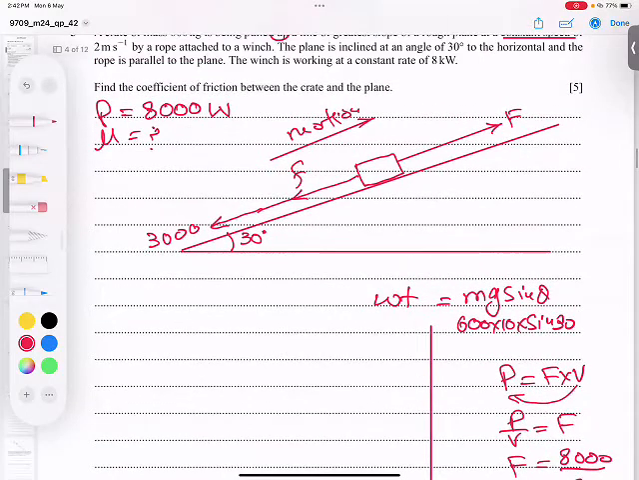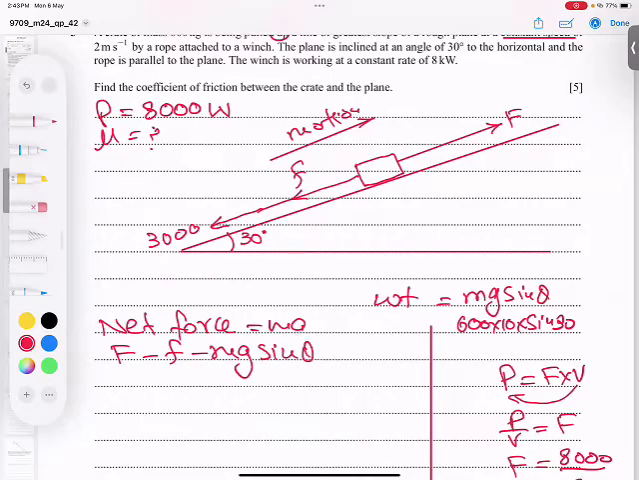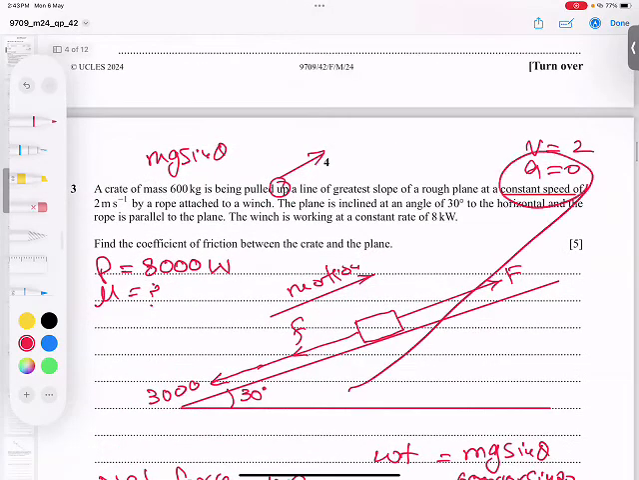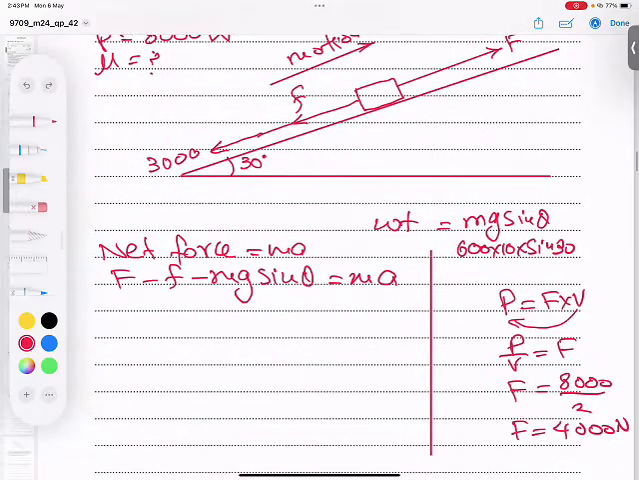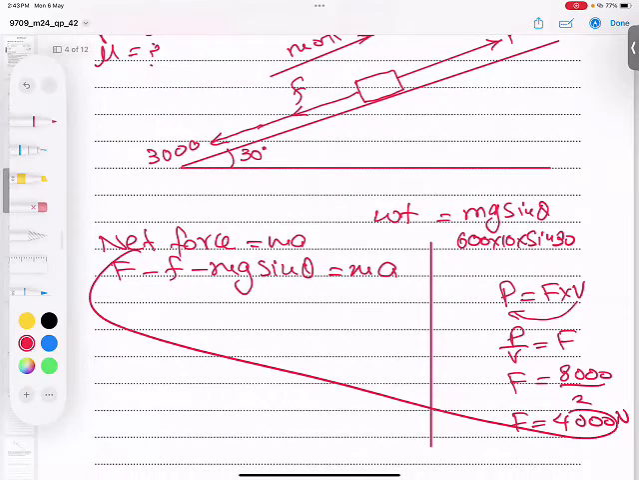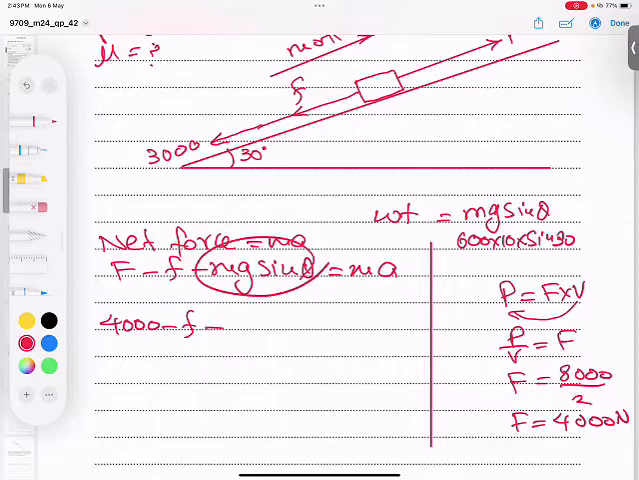The basic formula we use in this kind of question is net force is equal to MA. Applied force minus friction force minus mg sine theta, the weight component, equals MA. But as you know, constant speed, so acceleration is 0, as I said before, on the top. So the right-hand side is 0. Applied force, I just got it, which is 4,000. Friction force, I don't know. And this, I got it, 3,000. You can see even here.